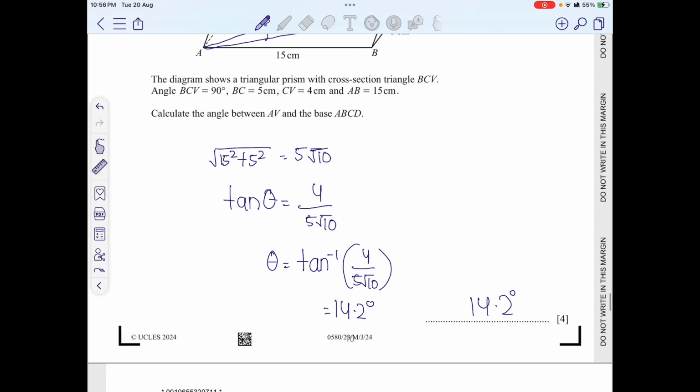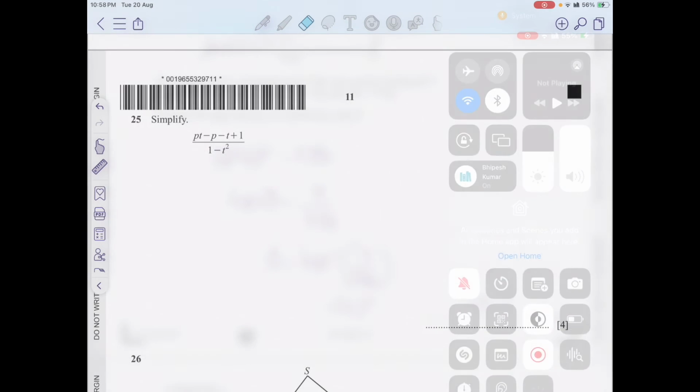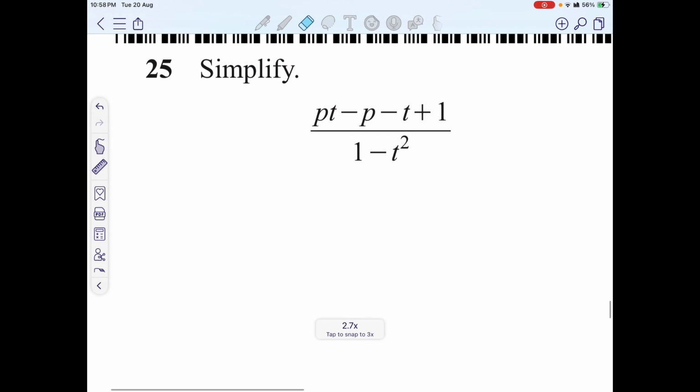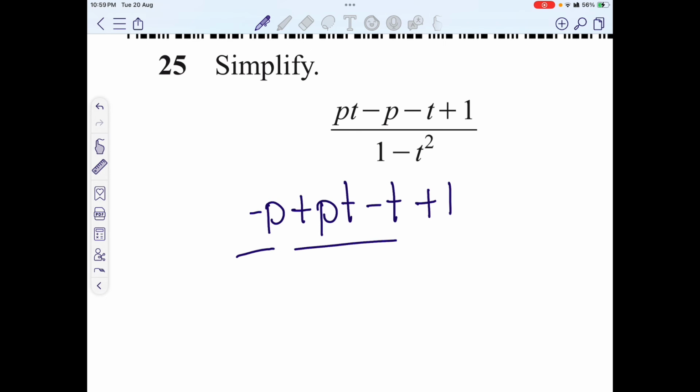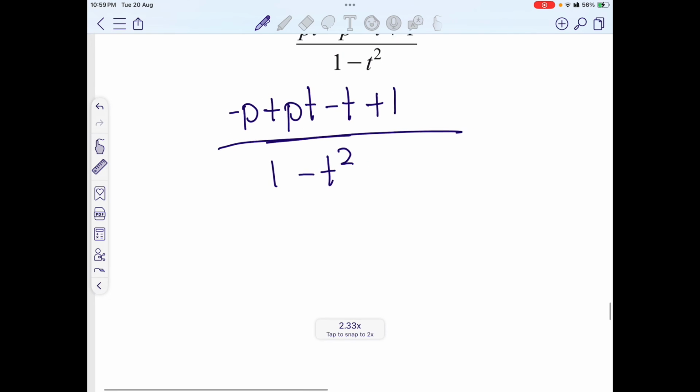Alright, now let's move on to the next set of questions. Now here we move on to the simplification question, question number 25. For this question, I would say the best method to start off is negative p plus pt minus t plus 1 over 1 minus t squared. You would see why I have rearranged this.